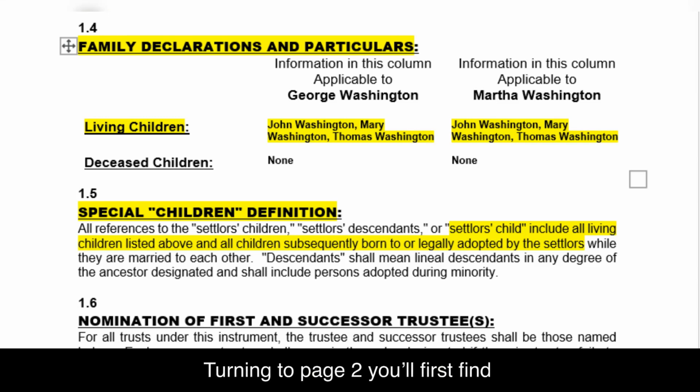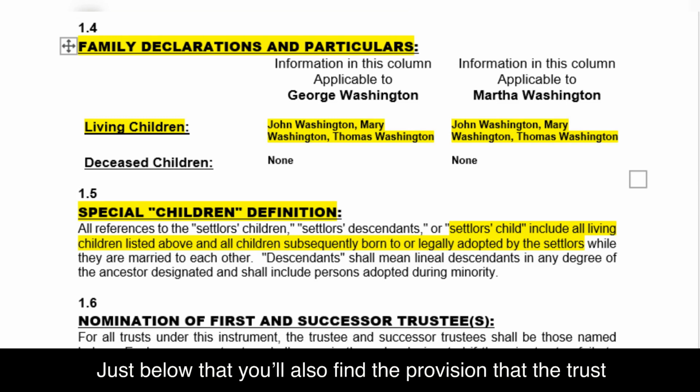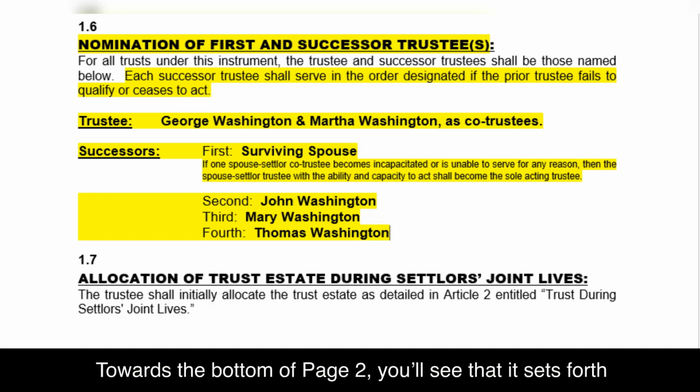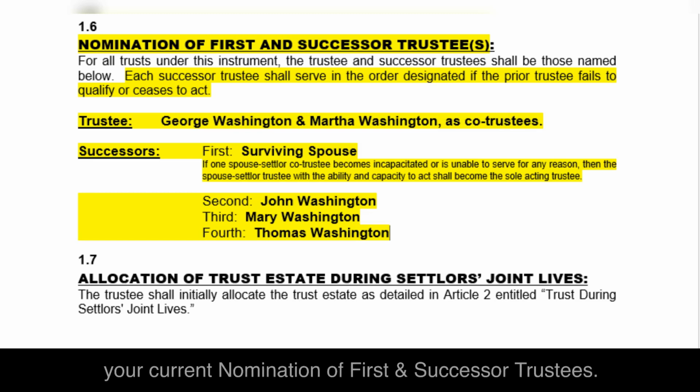Turning to page 2, you'll first find the names of your children listed. Just below that, you'll also find the provision that the trust shall also include any children subsequently born to you. Towards the bottom of page 2, you'll see that it sets forth your current nomination of first and successor trustees.